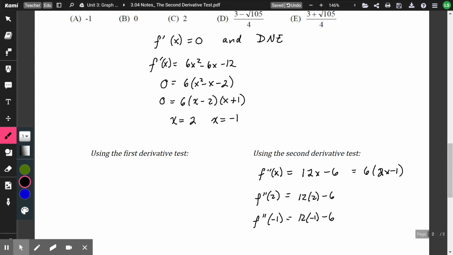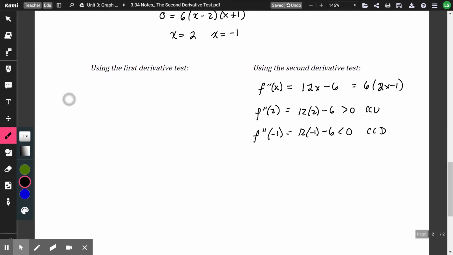So at f double prime of 2, we have 12 times 2 minus 6. That will be a value that is positive. So that would be a section that would be concave up. For f double prime of -1, we're going to end up with a negative value, and that would be a section of the graph that is concave down.